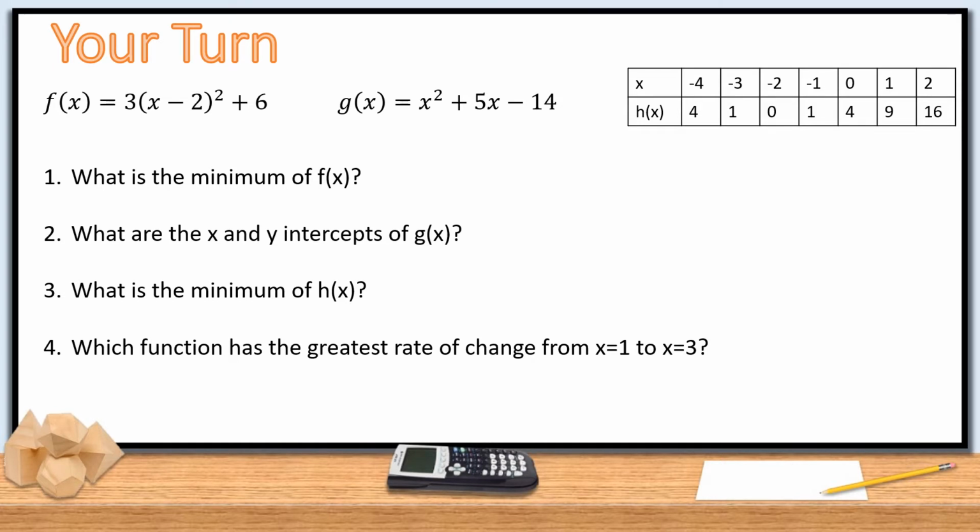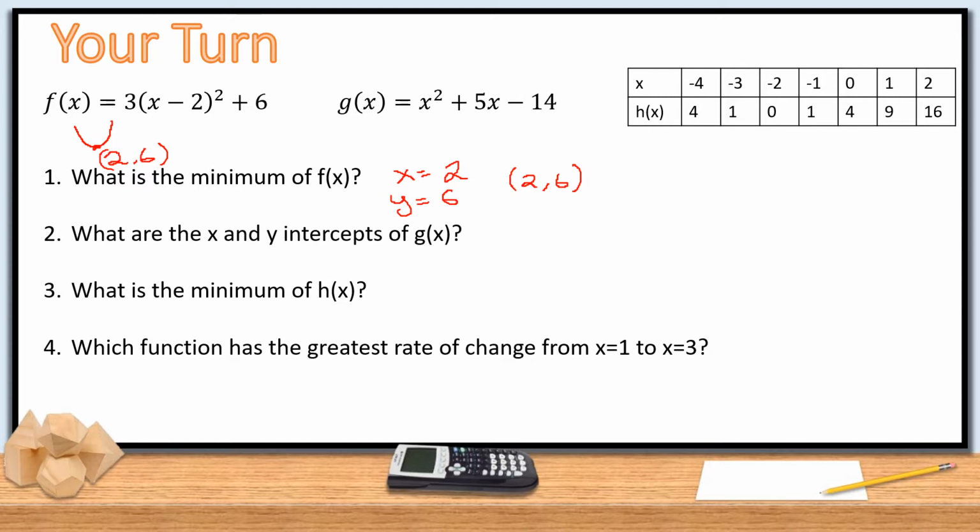All right, welcome back. So the minimum of f of x. We want to think about our direction. A value is positive, so this is going to open upwards. And we're going to have a vertex at (2, 6). So if it's opening upwards, that means the vertex is the minimum. So the minimum of f of x is going to be when x equals 2, and the y value is going to be 6, or you could say the minimum is at a coordinate of (2, 6), depending on what you're asked for.